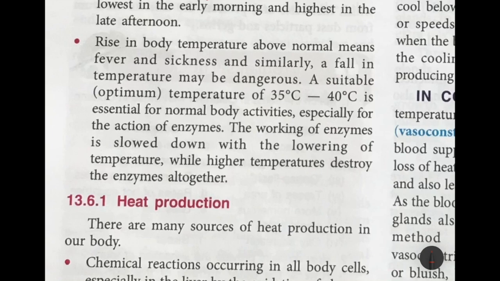And a suitable temperature is always known as the optimum temperature. Between 35 degrees Celsius and 40 degrees Celsius is essential for normal body activities, especially for the working of the enzymes inside our body. If the temperature is lowered, the working of the enzymes becomes slow. And if the temperature is very high, it will destroy the enzymes.